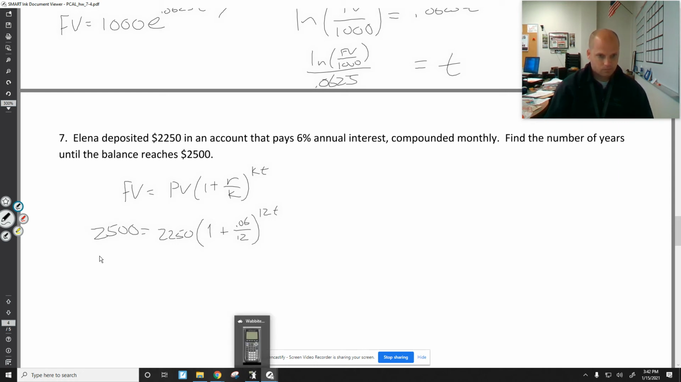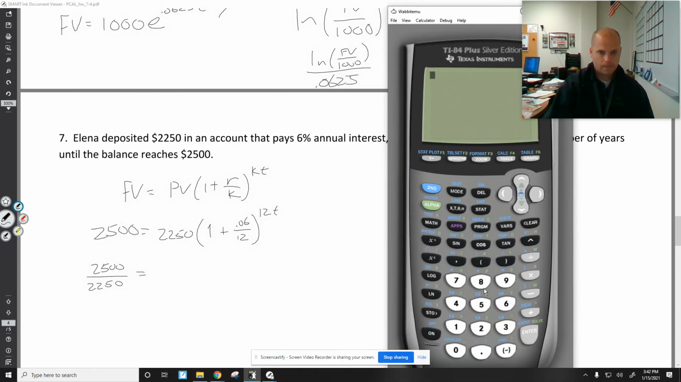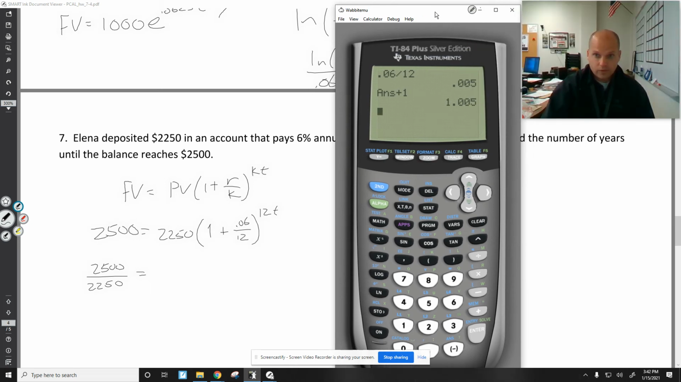So 2,500. I'm going to just show all the steps and then we'll type it into our calculator. Actually, might as well figure out this number. 0.06 divided by 12 plus 1, 1.005. So 1.005 to the 12t. And take the log base 1.005 of both sides.